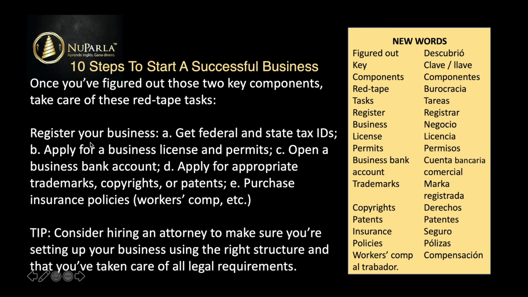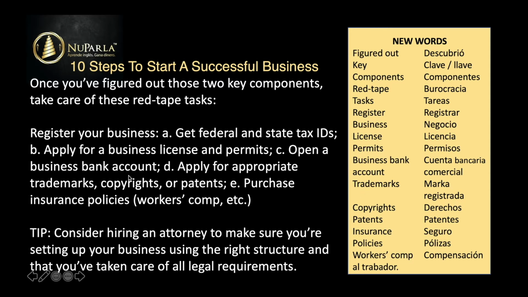Very good. Once you figured out those two key components, take care of these red tape tasks. Red tape tasks son la burocracia, todo lo que hay que hacer. Number one, register your business. Hay que registrar el negocio. Get a federal and state tax ID. Aquí en Estados Unidos, por lo menos, hay que obtener una identificación tanto estatal como gubernamental, federal, para el negocio. Apply for a business license and permits. Tienes que tener una licencia de negocio o los permisos necesarios para poder conducir negocio en aquella ciudad.